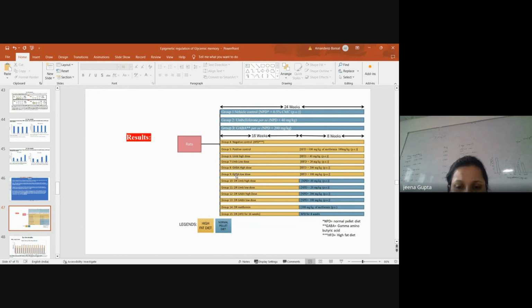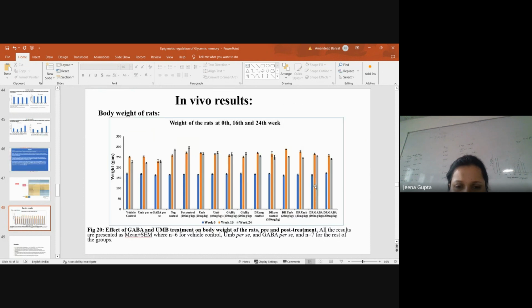We also mimic the diet reversal in the animals. We first feed the animals a high fat diet for 16 weeks, and then we reverse their diet to the normal diet, normal pellet diet. This way we mimic the spike in glucose in the rats, and see the effect of these phytochemicals on the glucose level.